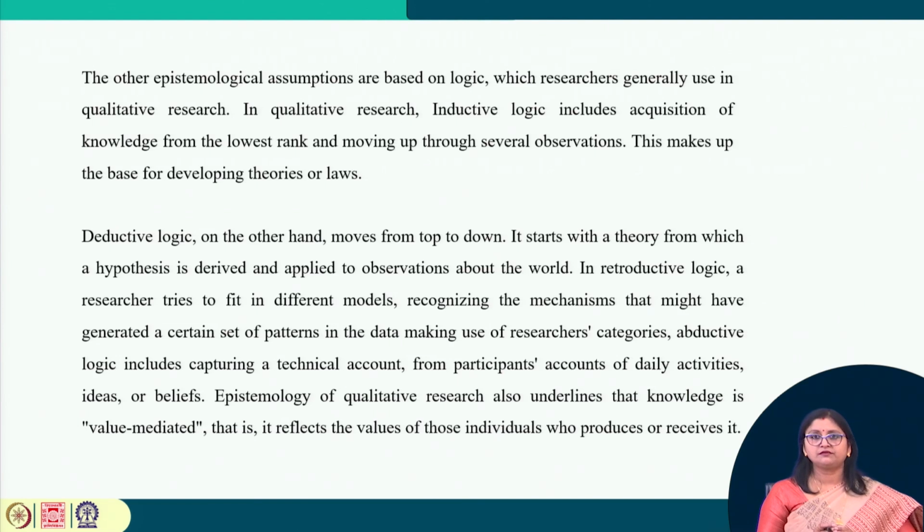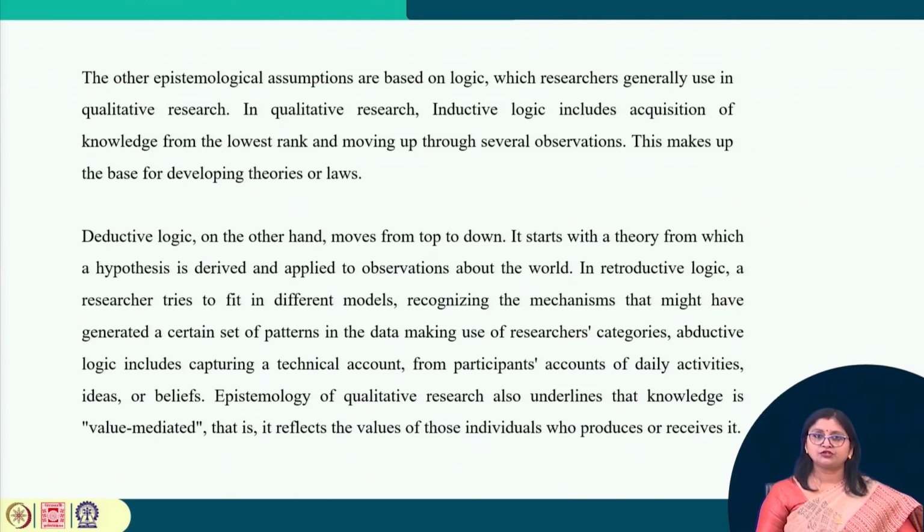In retroductive logic, a researcher tries to fit different models, recognizing the mechanism that might have generated a certain set of patterns in the data. Abductive logic includes capturing a technical account from participants' accounts of daily activities, ideas or beliefs.